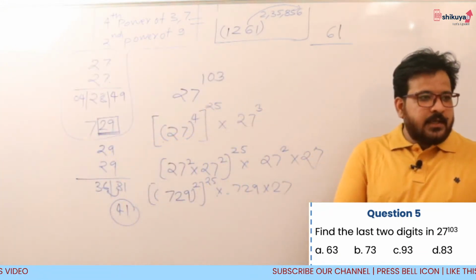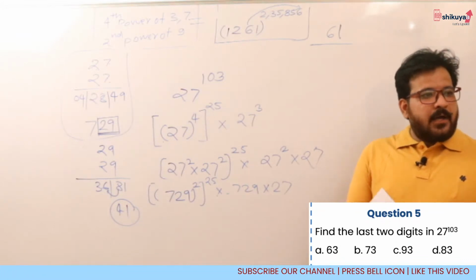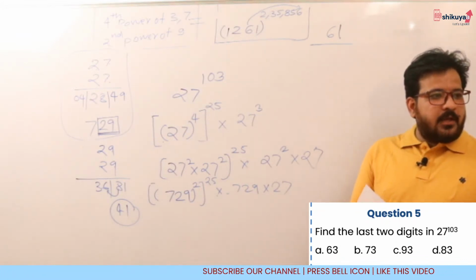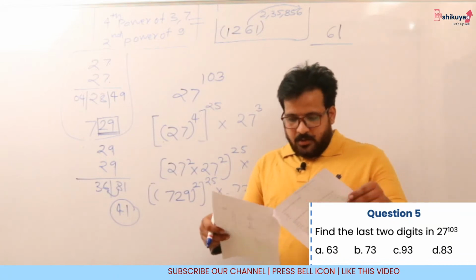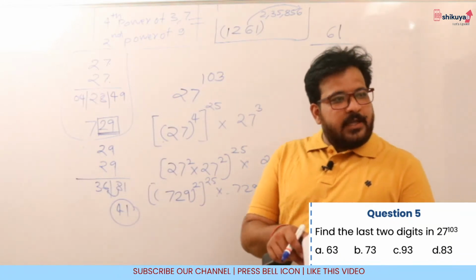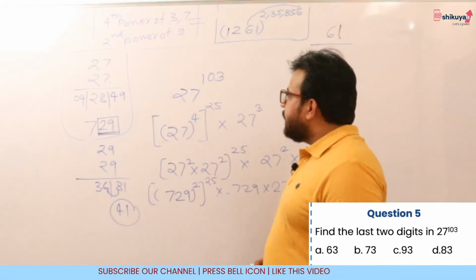Jill says 83. Misbah, you are doing something. Jill says 83. Yes, Jill, perfect. You are on the right track.